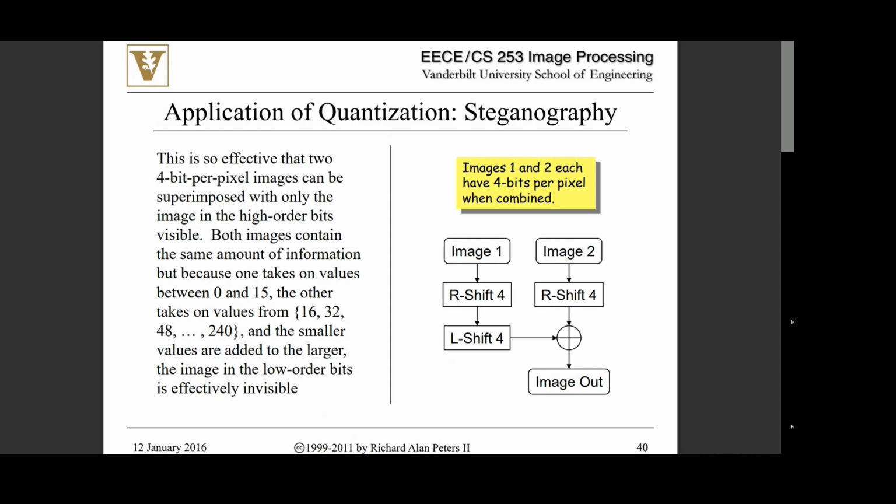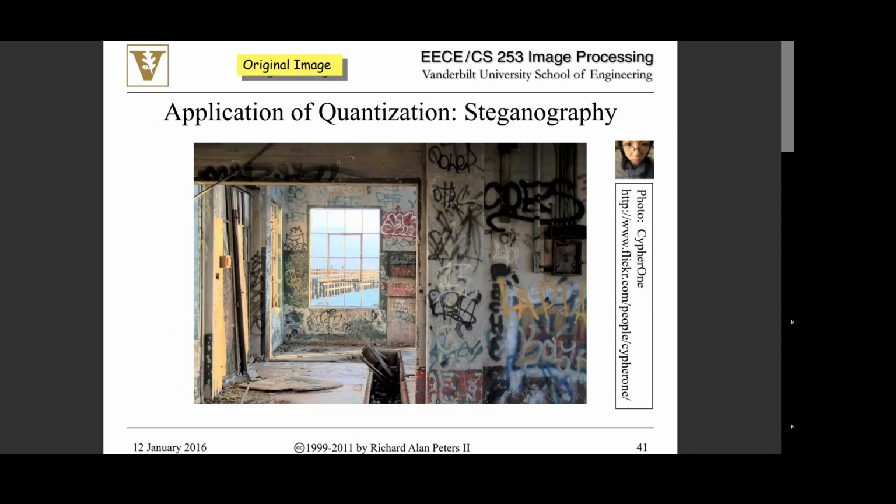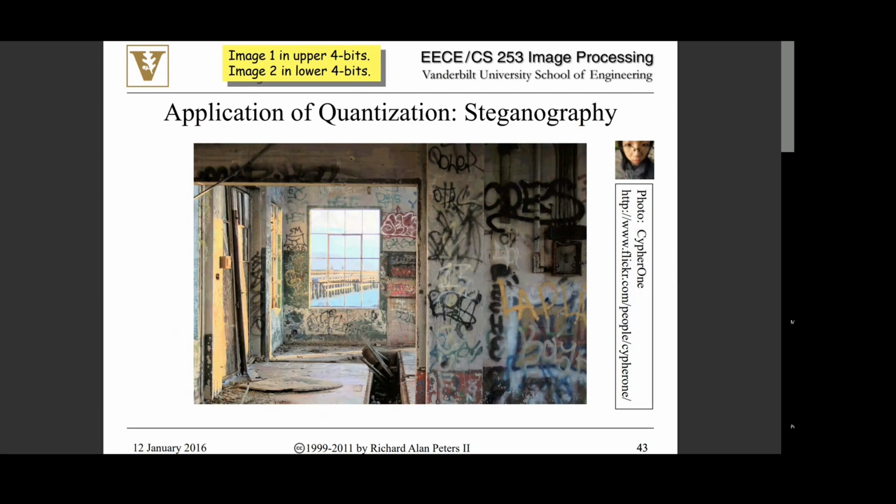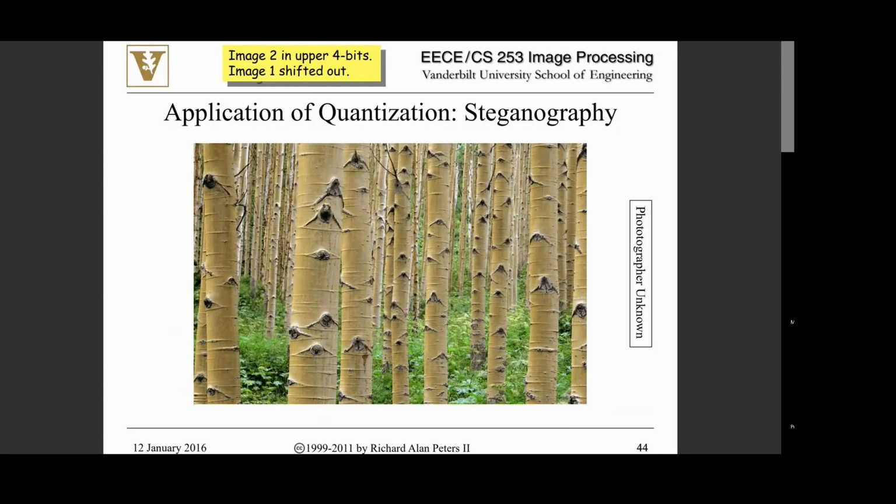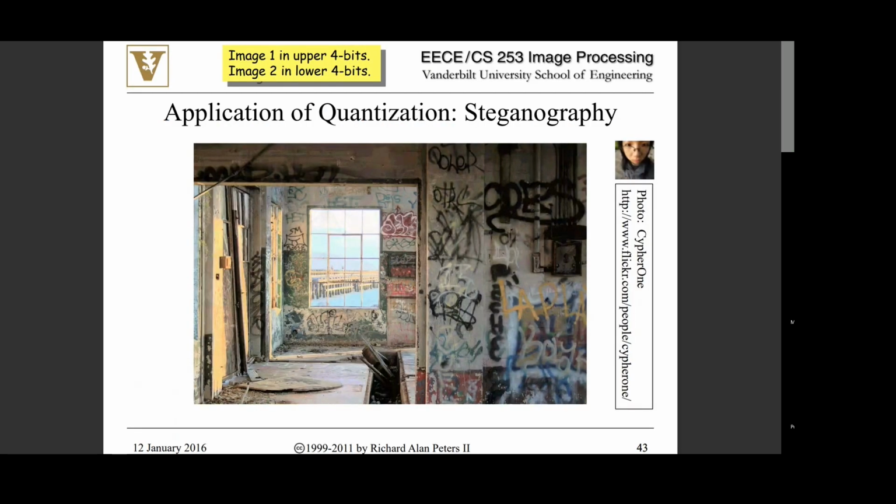What if instead of 6 and 2 bits, I keep 4 and 4 bits? So I have this image. Now I have hidden another one in the 4 lower bits. And now we will recover the lower image. This is what was there. So this image was superimposed on this one, but we couldn't see it. It is there, but in the lower 4 bits. So we are not so sensitive to the lower 4 bits.